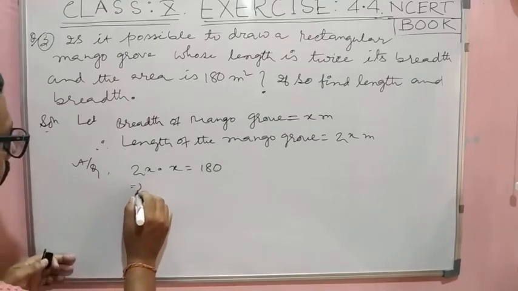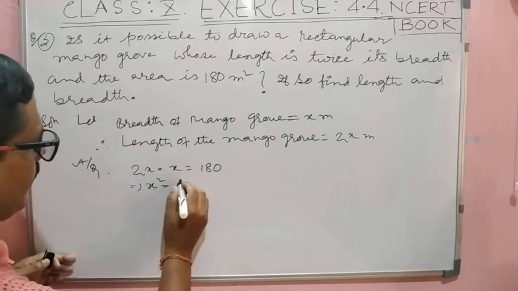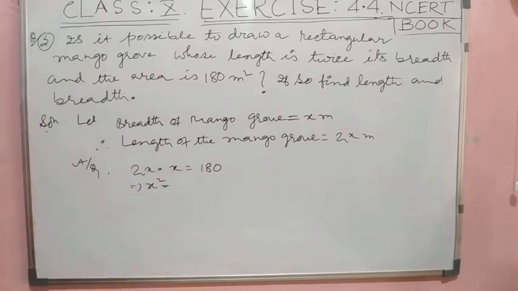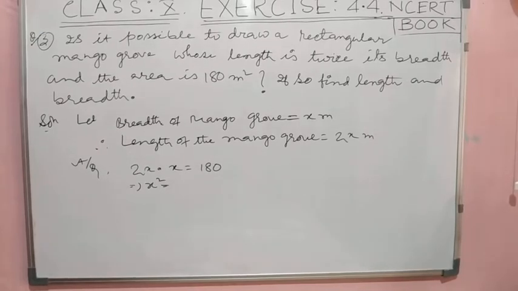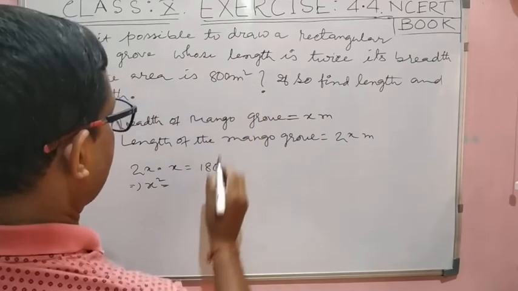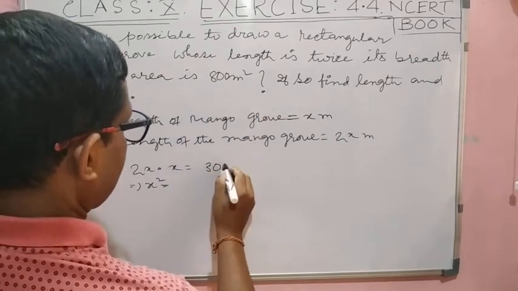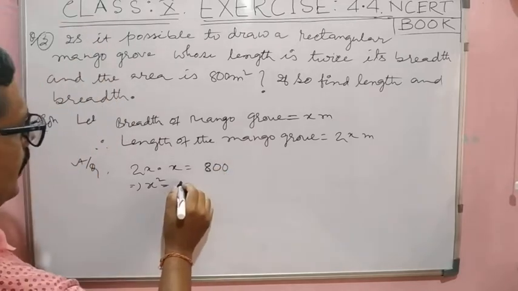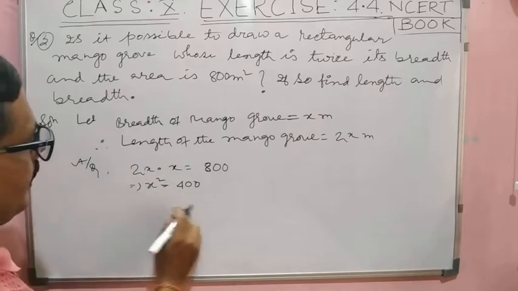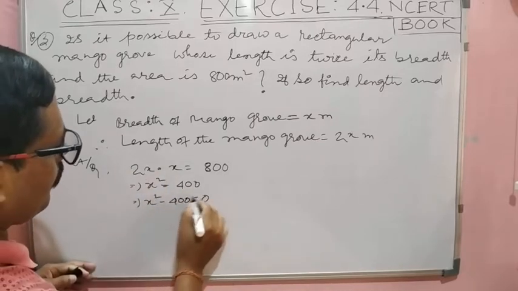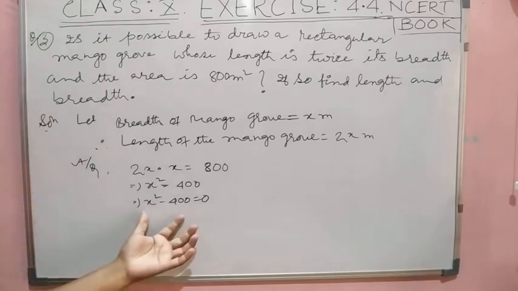So this will be 2x square equals 180. Sorry, it is not 180, it is 800. It is 800, not 80. So we get x square equals 400 after dividing by 2. So x square minus 400 equals 0. Now this is the equation.